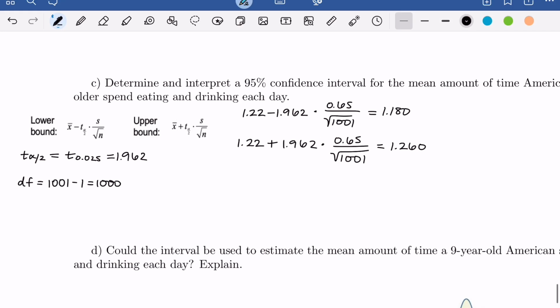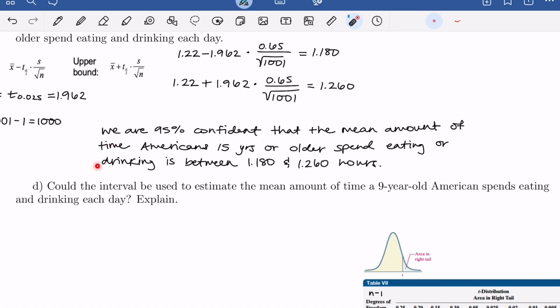So this means we are 95% confident that the mean amount of time Americans aged 15 years or older spend eating or drinking each day is going to be in between 1.180 hours and 1.260 hours. Okay, so I'll just write a blurb in right there. Okay, so I just wrote that interpretation of this confidence interval in here.